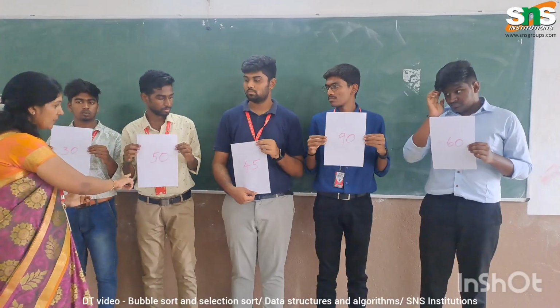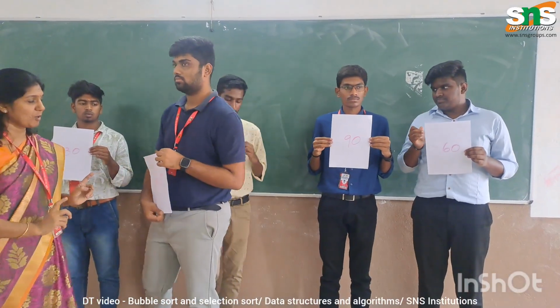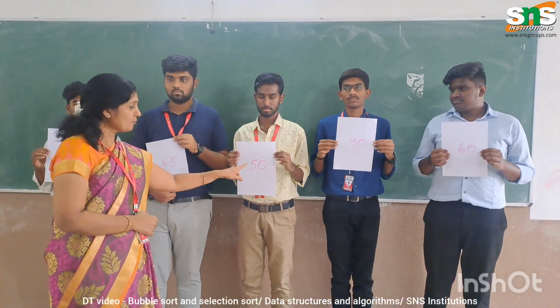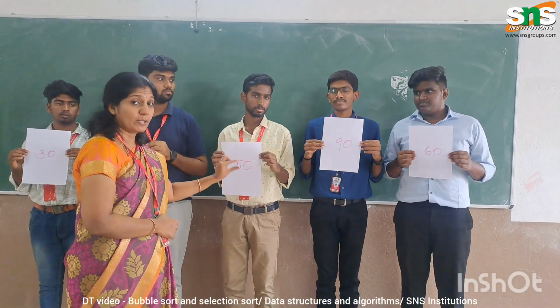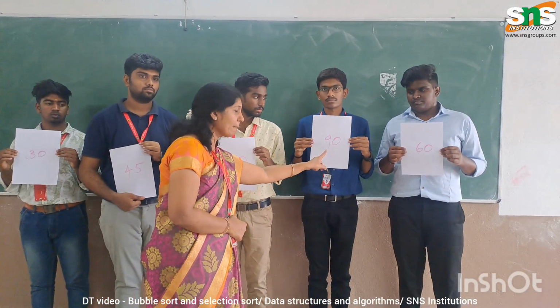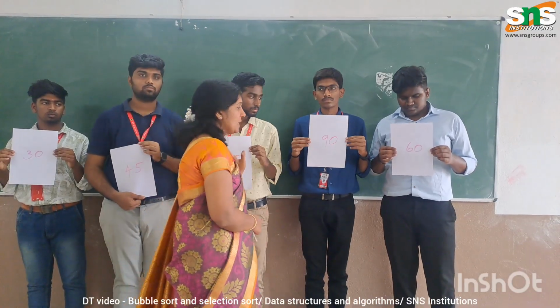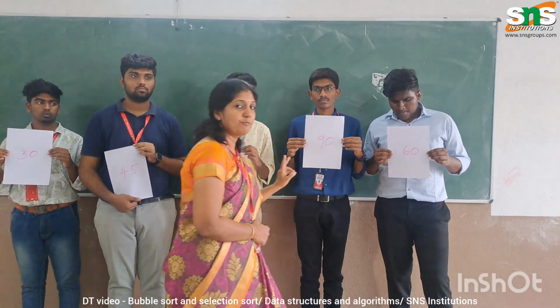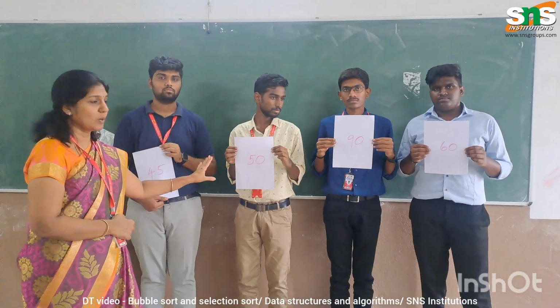We have to swap 50 and 45. Now 50 is going to be the smallest element. We are going to assume this is the smallest and compare this with 90. No, 50 remains the smallest. And compare with 60, 50 remains the smallest. Now it is in order.